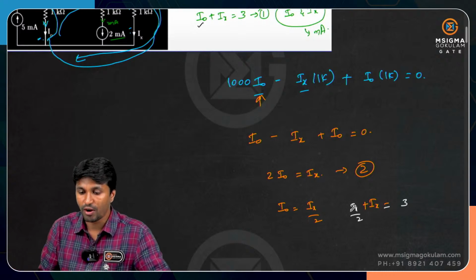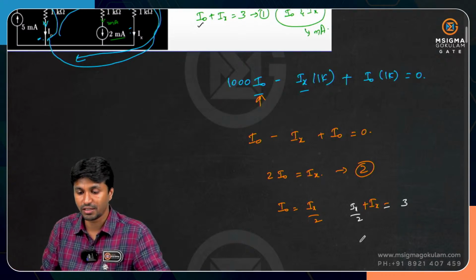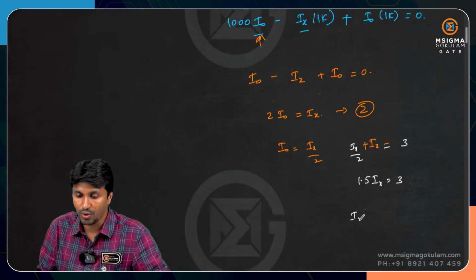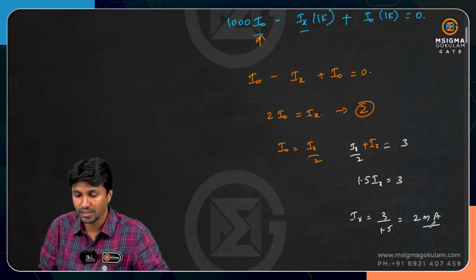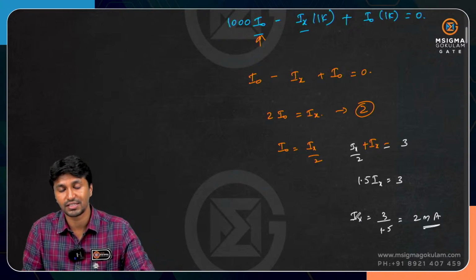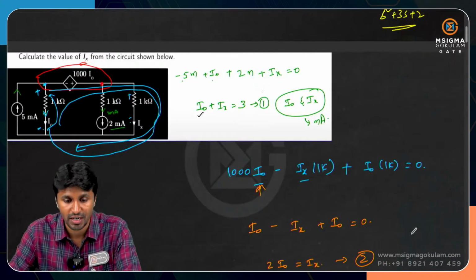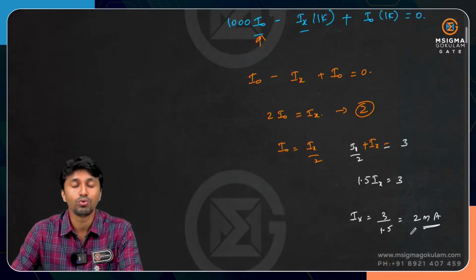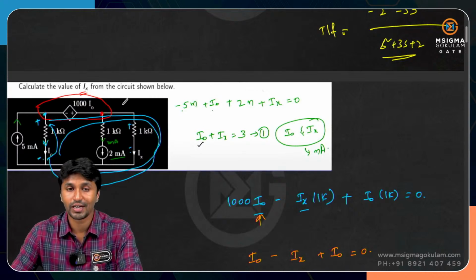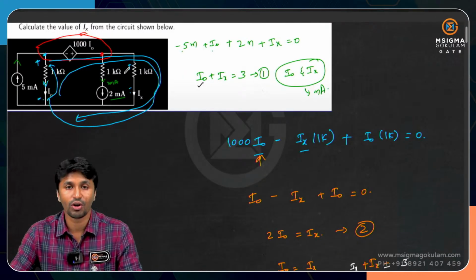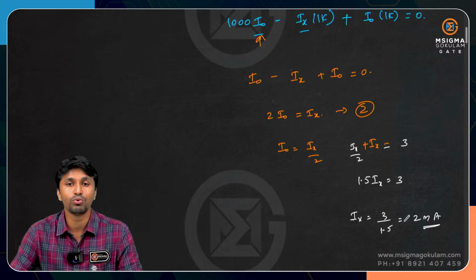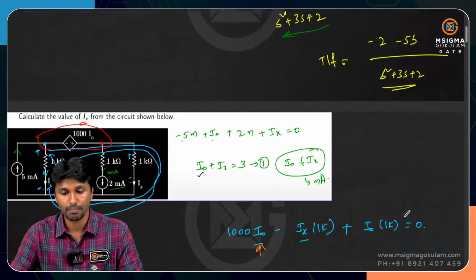So 1 by 2 is nothing but 0.5, plus 1 is 1.5, Ix is equal to 3. Therefore Ix is equal to 3 by 1.5, which is nothing but 2 milliamperes. Because we have assumed that Ix is in milliamperes, 3 by 1.5 is nothing but 2. So the answer to this question is 2 milliamperes. We don't know whether it is a numerical answer type question or MCQ. The answer is 2 milliamperes.